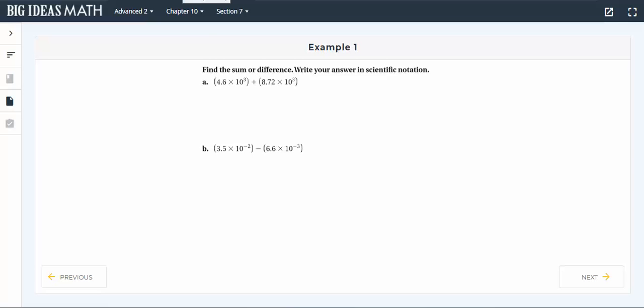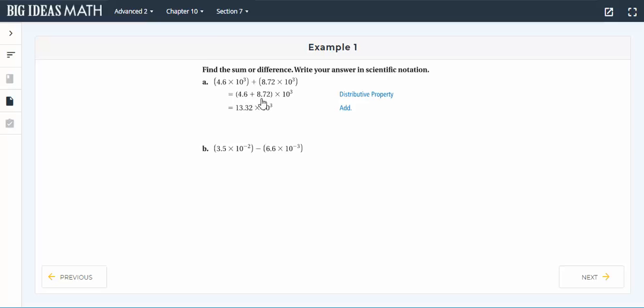In example 1, we're going to find the sum or the difference, and we're going to write our answer in scientific notation. So the first thing here is you're going to use the distributive property because they're both multiplied by 10 to the third. So you would actually combine these first two numbers, and you take that 10 to the third to the outside because I can redistribute it and go 4 times 4 to 4.6 and 10 times 8.7. So I can actually add those two and then just tack that back on.